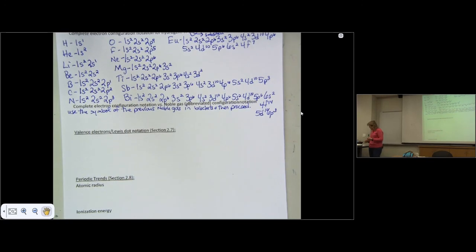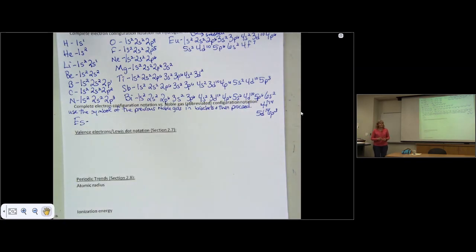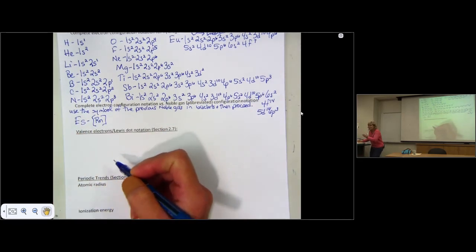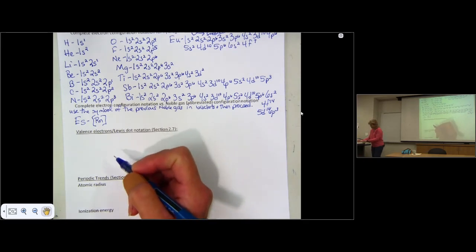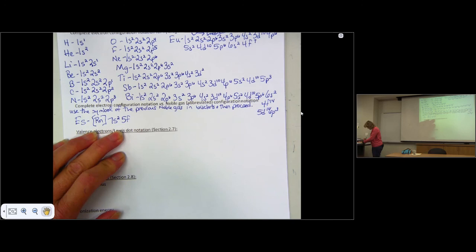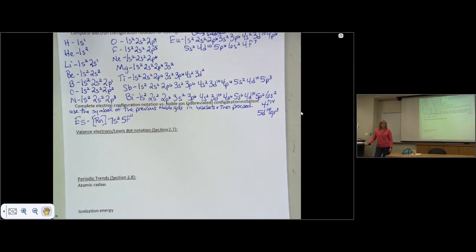So let's do one of the favorite scientists of all times. Who is that? Einstein. Es, number 99. So find Einstein down here, number 99, and find the previous noble gas for Einstein. Einsteinium, actually. Who is the previous noble gas? Radon, Rn. So you put Rn in brackets, and then go. So who comes after radon? 7s2, and then what? 5f11. And that's all you have to write. And you're like, gosh, that's a lot easier.